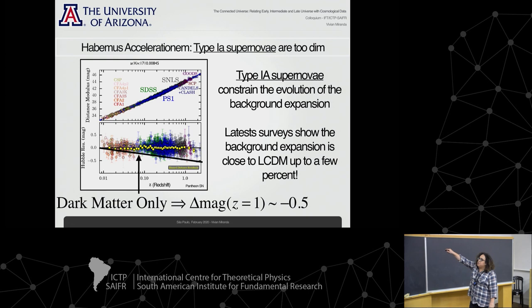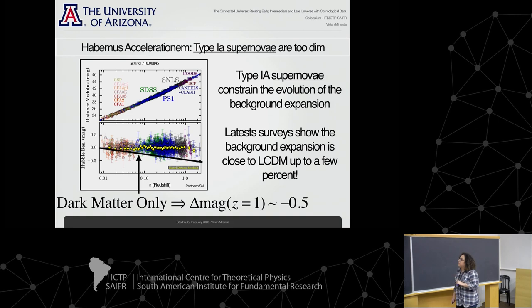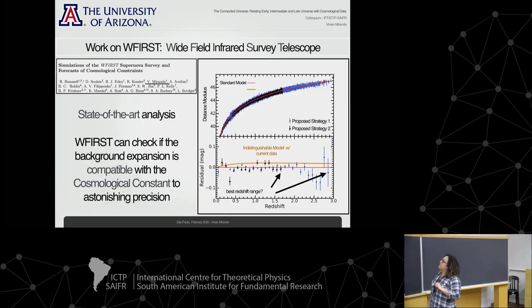So an upper magnitude means they are fainter. So if they have the same intrinsic brightness, if they're fainter, it means they're further away. The universe is expanding too fast. So I'm going to skip this.